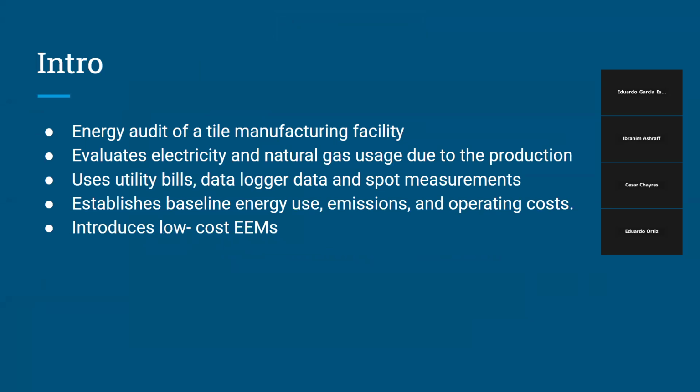So pretty much for the introduction, it's an energy audit of a commercial tile manufacturing facility. It evaluates electricity and natural gas usage across production processes. It establishes baseline energy use, operating cost, and CO2 emissions. It uses the utility bills and equipment level logger data for analysis, and then also identifies cost-effective energy efficiency measures without impacting production. Next slide.